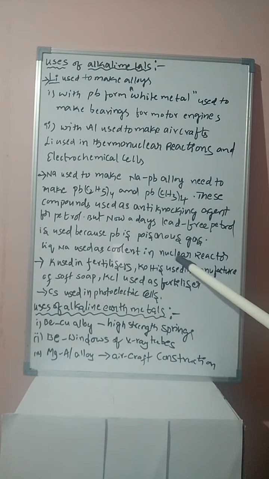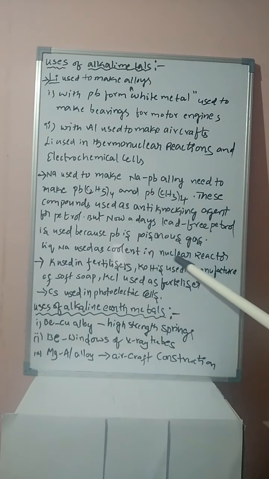Next, liquid sodium is used as a coolant in nuclear reactors. We know that heavy water is used as a coolant in nuclear reactors. If that is not available, liquid sodium is used as a coolant. Potassium is used in fertilizers. Potassium hydroxide is used in the manufacture of soft soap. Potassium chloride is used as a fertilizer.